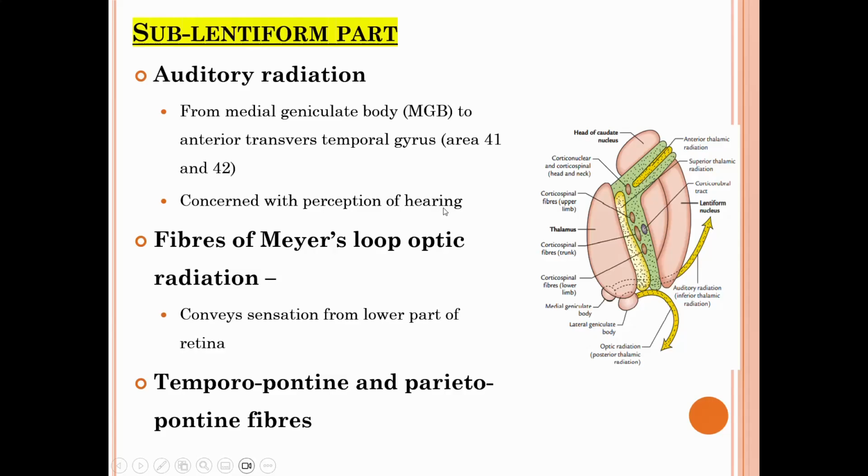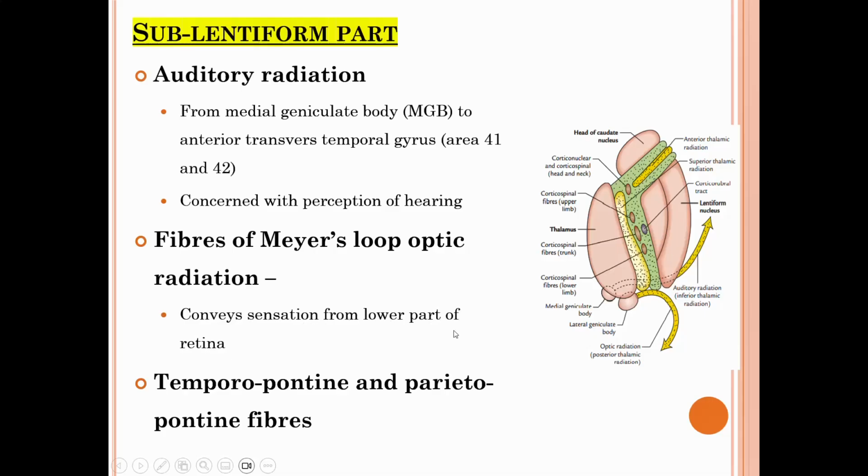So now you have learned two additional things. The LGB is concerned with the visual pathway, and the MGB is concerned with the auditory pathway. Okay. So perception of hearing is by auditory radiation, and the fibers will be passing through the sublentiform part of the internal capsule. Then there will be fibers of Meyer's loop of optic radiation.